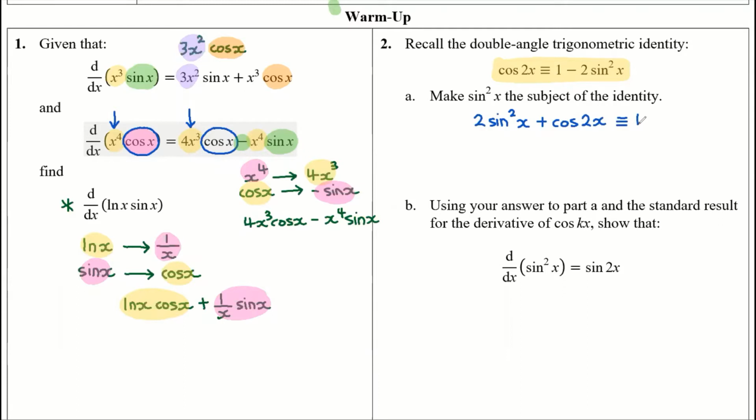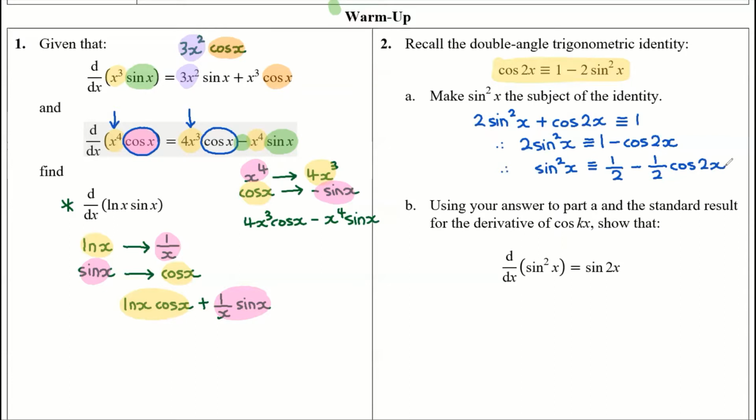Okay, so I've added 2 sine squared x to both sides. I'm now going to subtract the cosine of 2x as well. So therefore, we're going to get 2 sine squared x is identical to 1 subtract the cosine of 2x. So I have to subtract that. And to get sine squared, I need to halve everything. So therefore, sine squared x is identical to, and I'm going to do this term by term, if I halve everything, a half subtract 1/2 of cosine 2x.